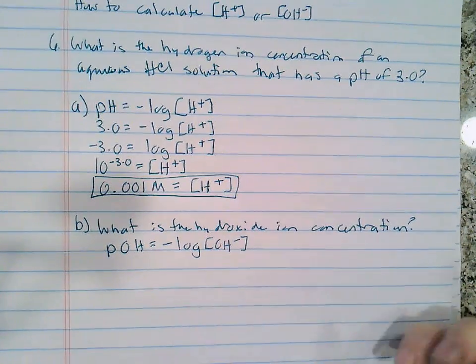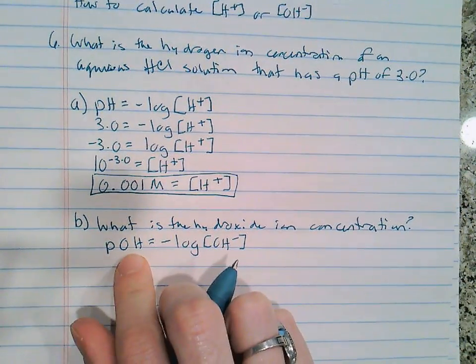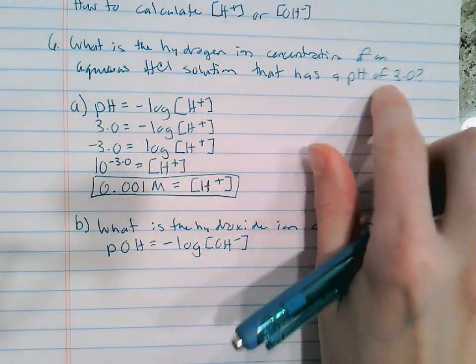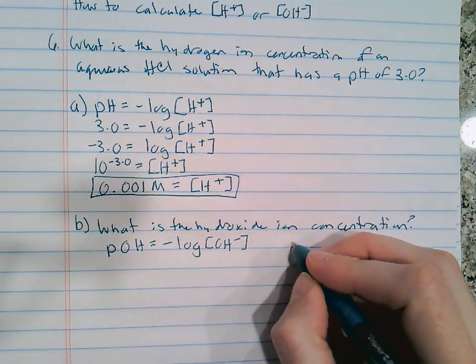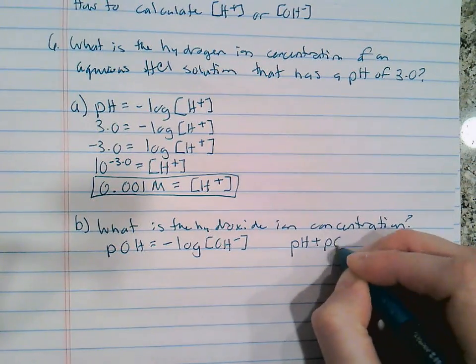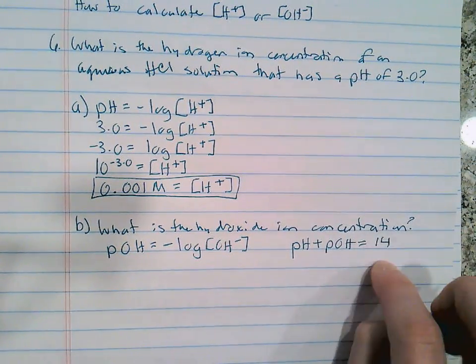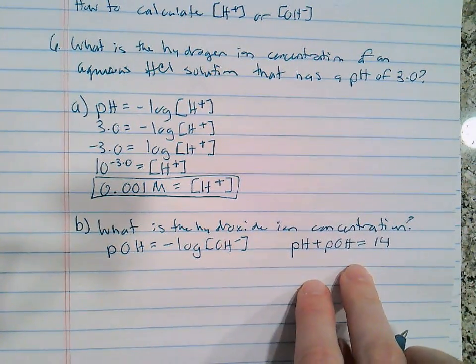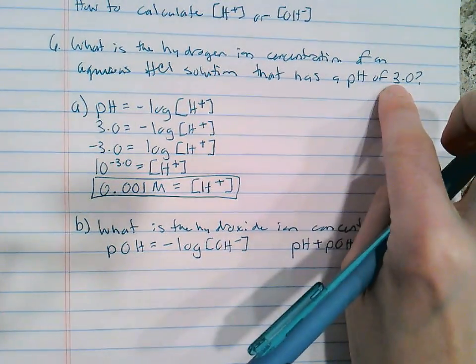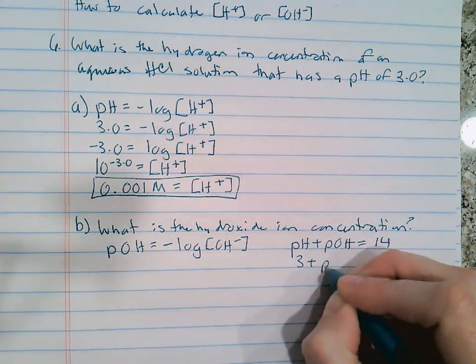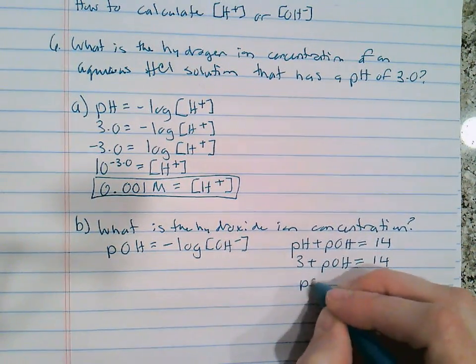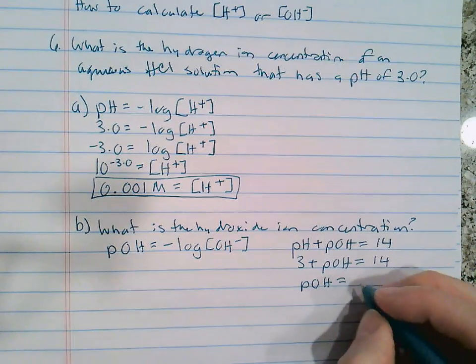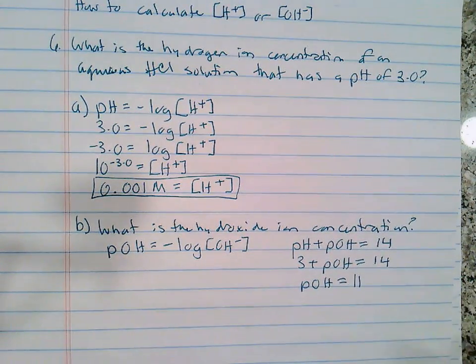And you might be thinking, well, gosh darn, I don't know the pOH. That wasn't given to me. pH was given to me. But remember, we also have this equation, pH plus pOH equals 14. So we can always convert between the two. If we know the pH is 3, then 3 plus pOH equals 14, so we subtract 3 from both sides and pOH equals 11.